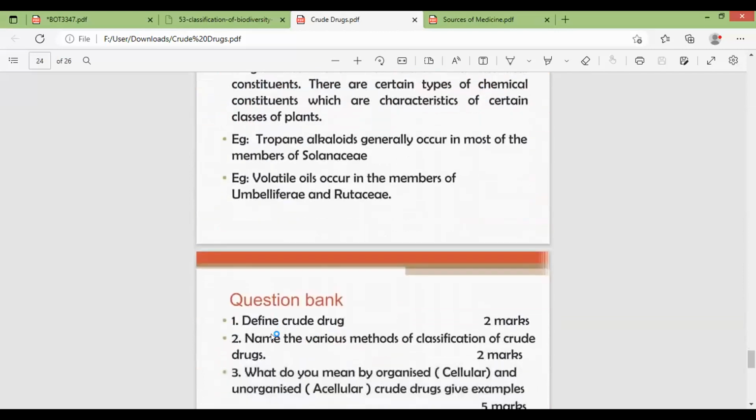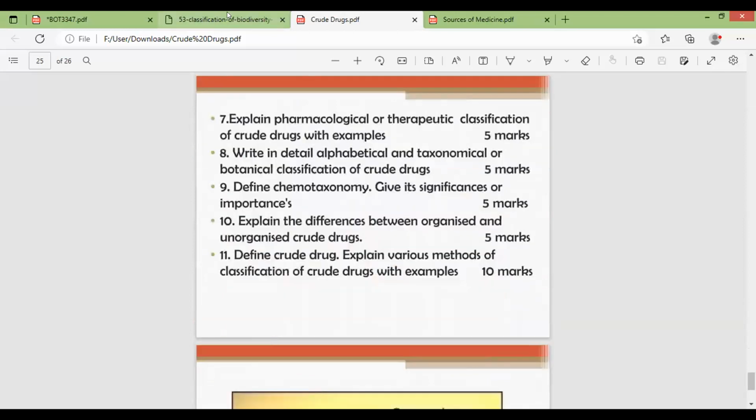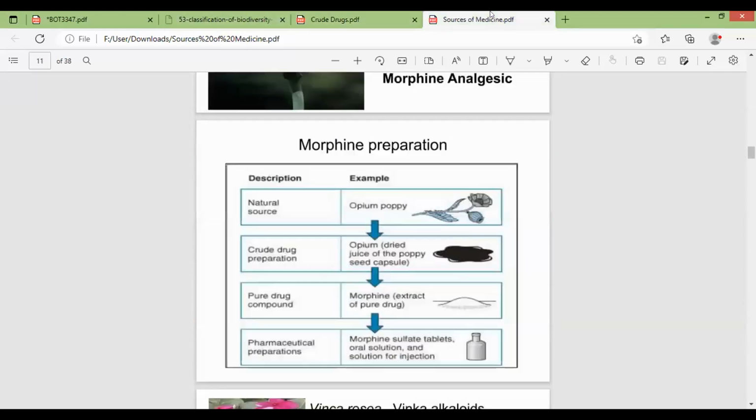Then, that is it about crude drugs, honestly. The take-home message is just what I want here: it's in its natural form. It hasn't even been extracted. That's all I want you to remember from a crude drug. It's in its natural form. It hasn't been extracted. So that's it from me, unless there is any addition.